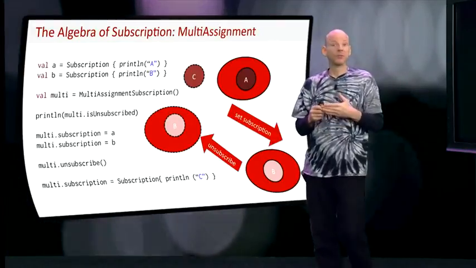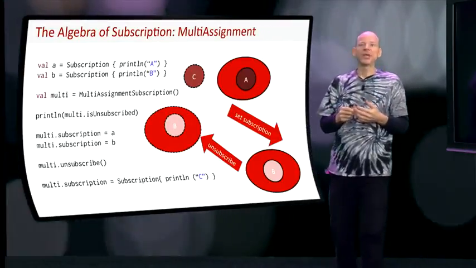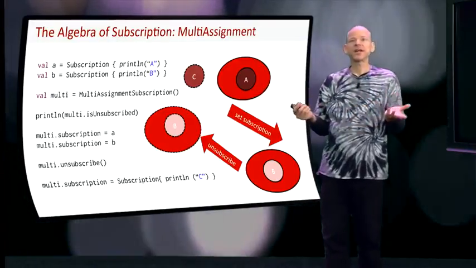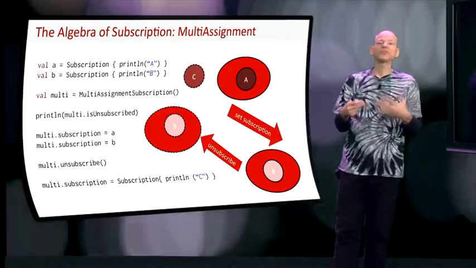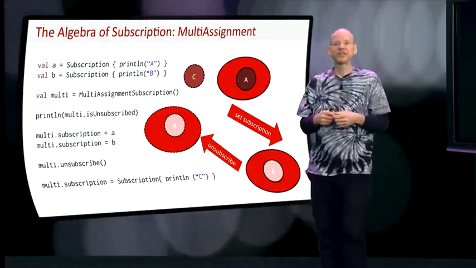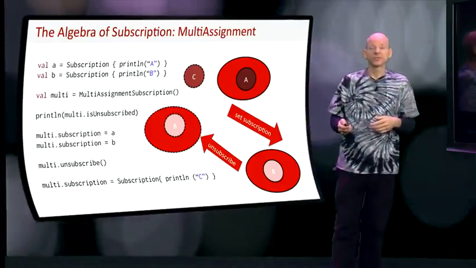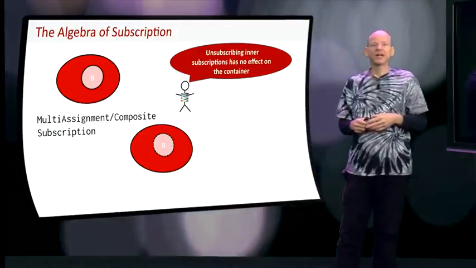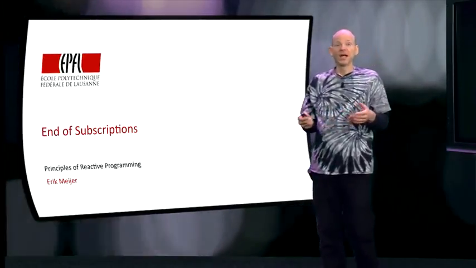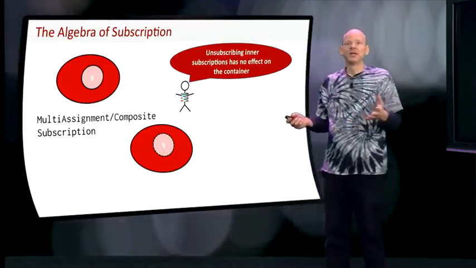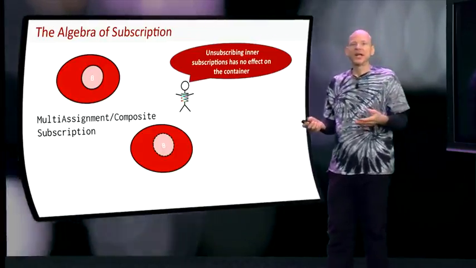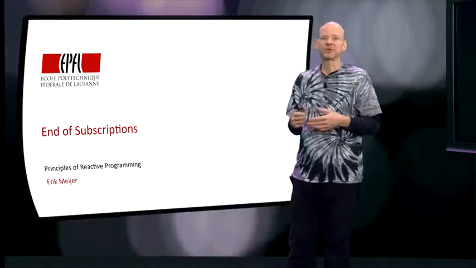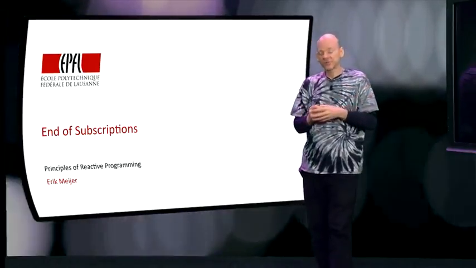Here's an example of the multi-assignment subscription. We have a multi-assignment subscription that has A. When we swap it out for B, nothing happens to A. When we unsubscribe it, then again, when we add C to it, C will be immediately unsubscribed. And that's what we see here. And the last one, the serial subscription, as I said, is where you immediately unsubscribe the underlying subscription. So that was the algebra of subscriptions.